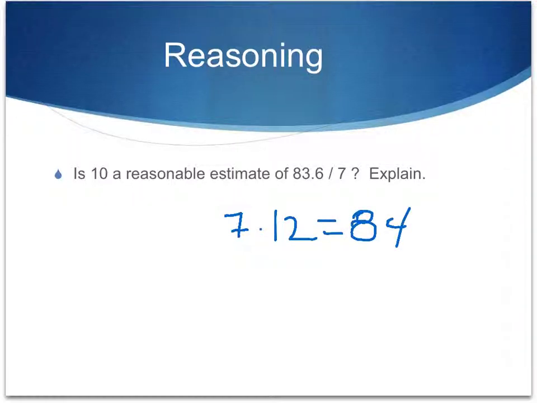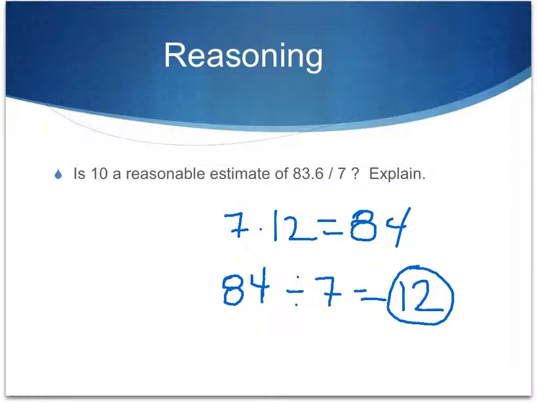Well, 84 is very, very close to 83. So the compatible number division sentence would be change 83.6 to 84, rounded up, divide that by 7, and know that your answer then would be 12. Now, they came up with 10 as an answer. Here's a question: is 10 a reasonable estimate? And I would say, yeah, we could probably say 10 is reasonable because 10 is fairly close to 12.